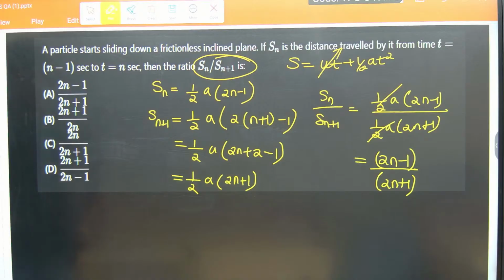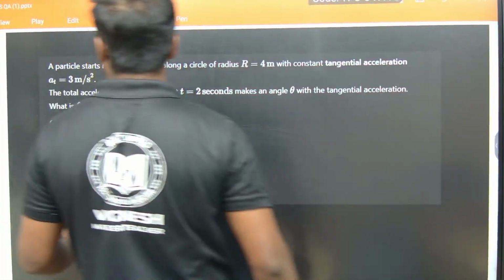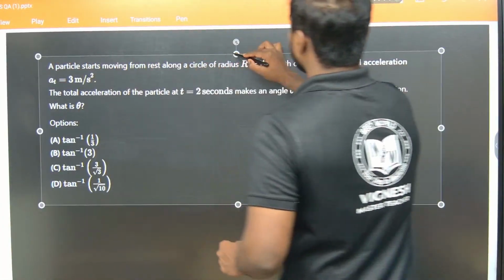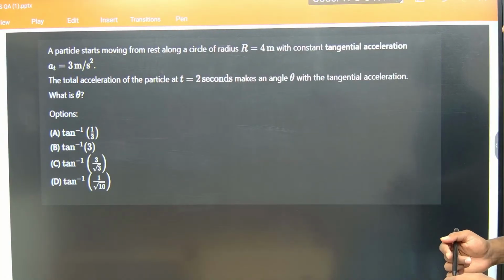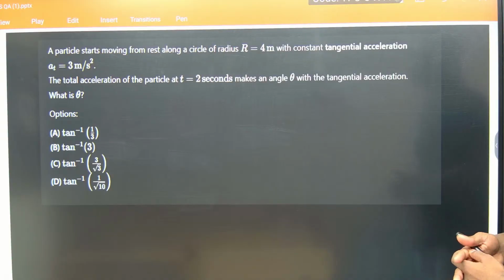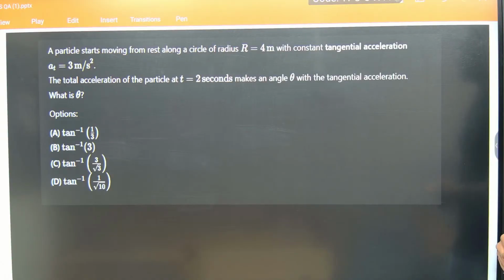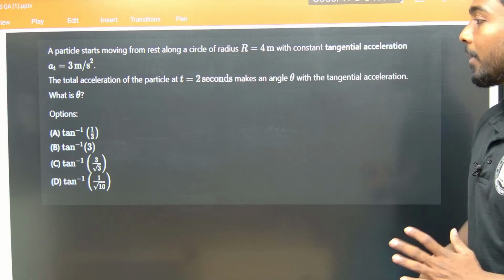Okay, the next question. So the next question is, a particle starts moving from rest along a circle of radius r equals 4 meter with a constant tangential acceleration 3 meter per second square.